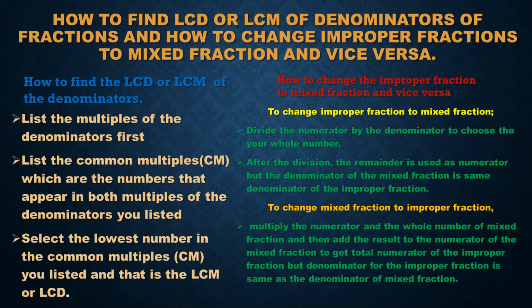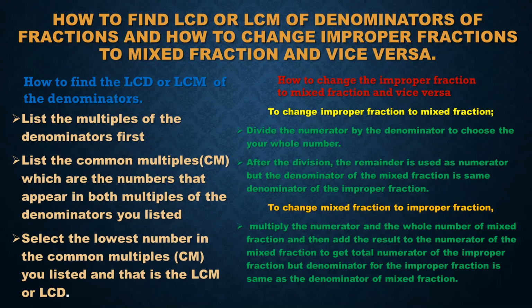After the multiples have been listed, you list the common multiples, which are the numbers that appear in both lists of multiples. So common multiples are the numbers that appear in the first list of multiples and, at the same time, appear in the second. If there are three, the number appears in the first, the second, and the third multiples. Those numbers are called common multiples.